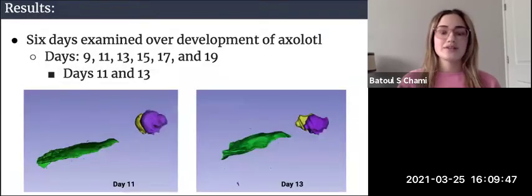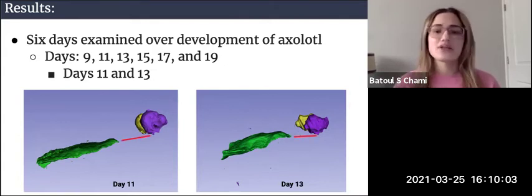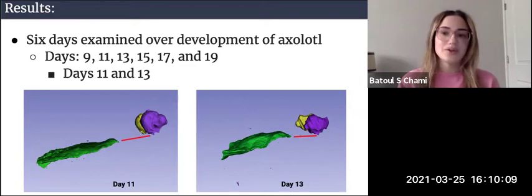In terms of results, 6 stages were examined. In stages 11 and 13, we see that the oral and nasal cavities develop separately with some distance between each other. As you can see, there is a large gap present between the nasal and the oral cavities. This was surprising because we know in adult salamanders, the nasal and oral cavities are connected to each other, just as they are in mammals, including humans.